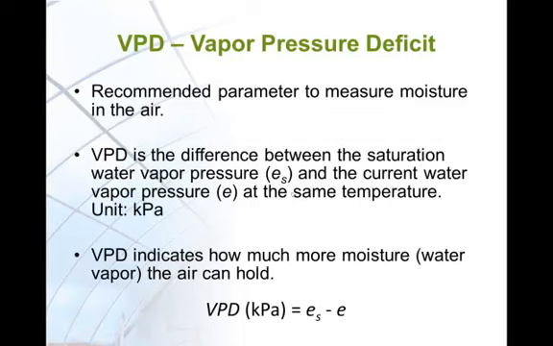So VPD is the difference between the saturation water vapor pressure and current water vapor pressure at the same temperature. So it's a concentration difference between the current and also saturation. So it's simply expressed with this equation: saturation vapor pressure minus the current vapor pressure. And then unit is, because it's a pressure, kilopascal is the unit. Remember, the relative humidity was the ratio of the two, but vapor pressure deficit is actually the difference between the two. And VPD indicates how much more moisture or water vapor the air can hold.